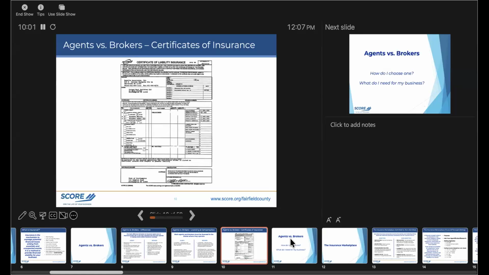Certificates of insurance is usually a major source of service from either your agent or your broker, meaning that oftentimes your landlord will want to see it, and perhaps some of your larger clients will want to see your proof of insurance. And sometimes they want to see it right away. I used to have a trucking client, and one time I got a phone call from a truck driver. He was stopped at a client's gate, at his customer's gate, and for a certificate of insurance, proof of insurance, and we had to get it to them right away.